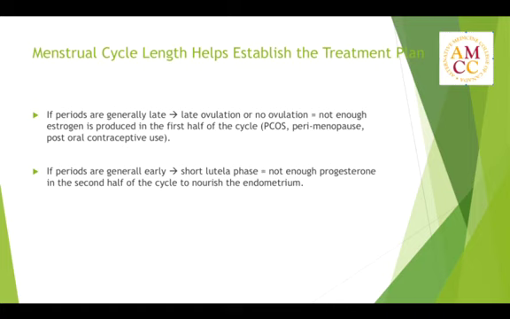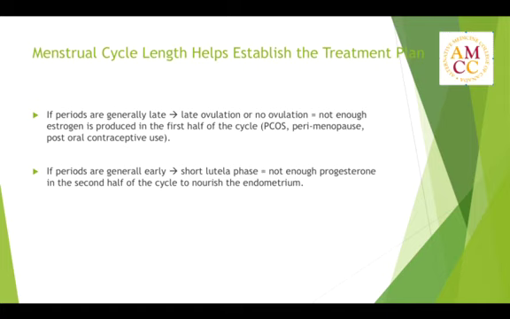So if periods are generally late, meaning the menstrual cycle is longer than 35 days in general, or if it's longer than 40, 50, 60 days, then quite likely your person is not ovulating. There's basically not enough estrogen produced in the first half of the cycle, so the egg can never really fully mature, and so you're just not getting a period. Or if you are, it's when the endometrium has become so thick that it just gets shed, but it's not due to proper ovulation.